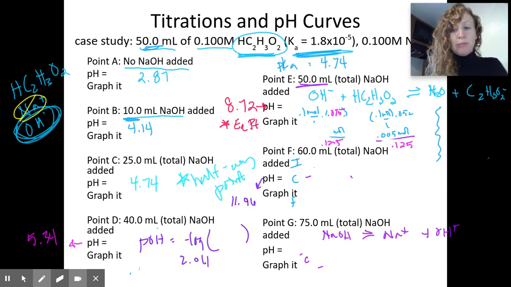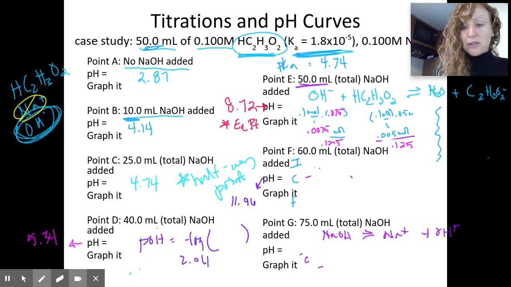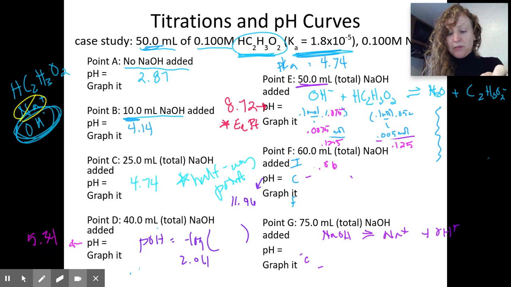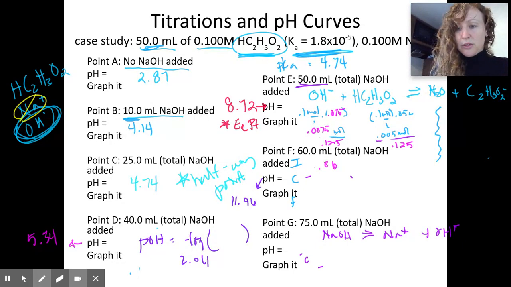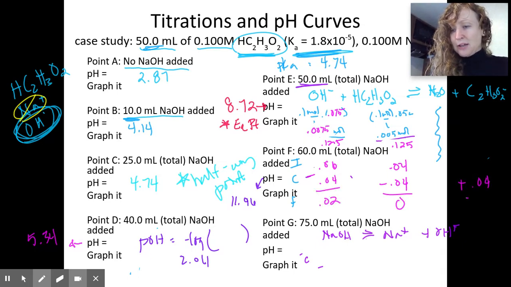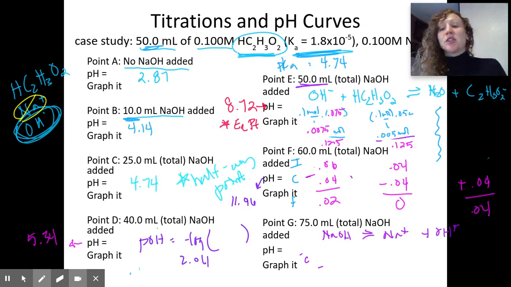So initial amounts, this is going to be 0.0075 divided by 0.125, which is 0.06. We know 0.05 divided by 0.125 is 0.04. My acid's going to run out first. I have no acid. I have 0.02 of my strong base and 0.04 of my weak base. My strong base is going to drive this reaction. It's going to determine the pH. The weak base won't even matter in light of the strong base.